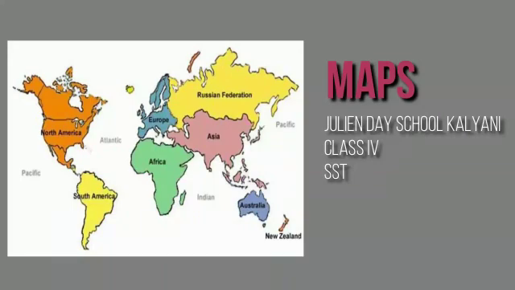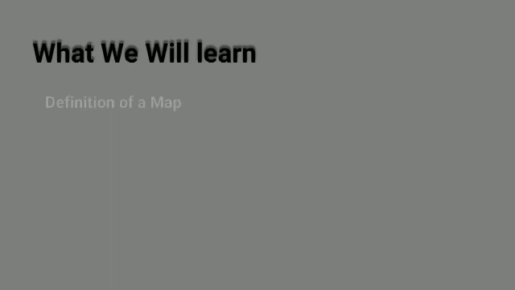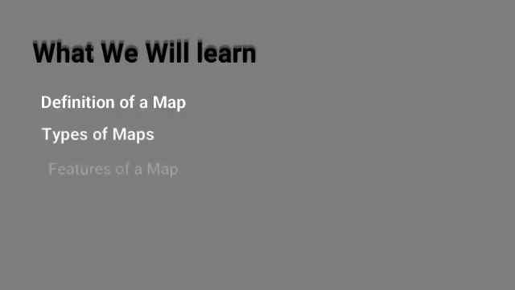Today I will teach you the SST chapter, and that is maps. In this chapter we are going to learn the definition of a map, or what is a map, the types of map, then the features of a map, and finally why do we need maps. So what is a map?